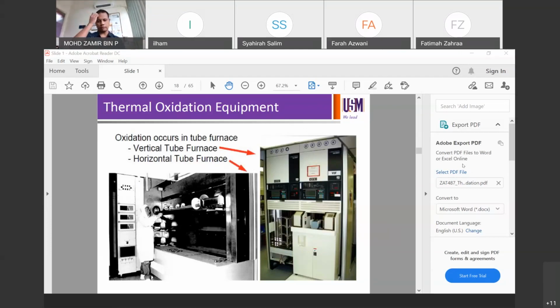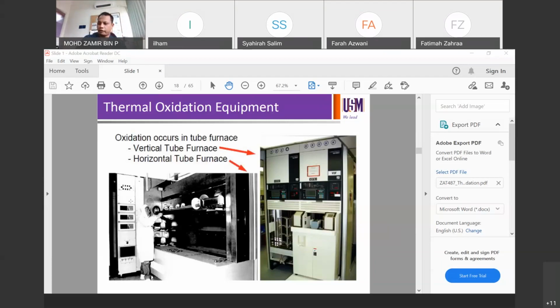Yep, good. So kita pakai wet precursor by water vapor. Okay, water vapor. We vaporize the water by a bubbler. Okay, we'll see later on. And for dry process, we use dry oxygen.